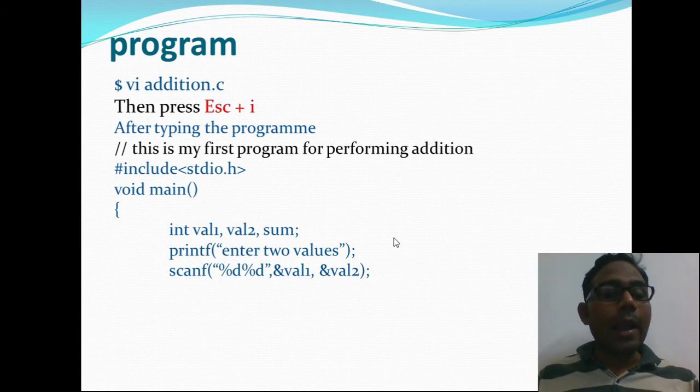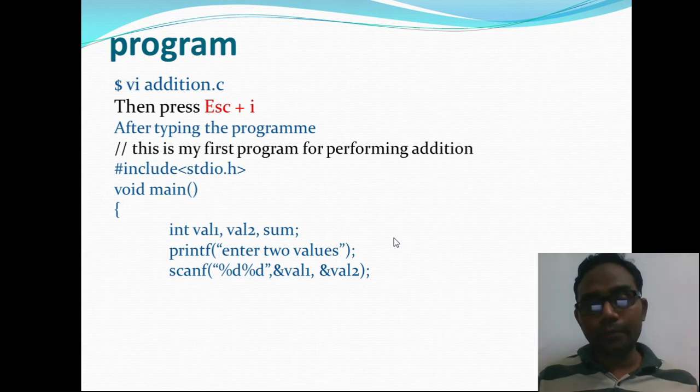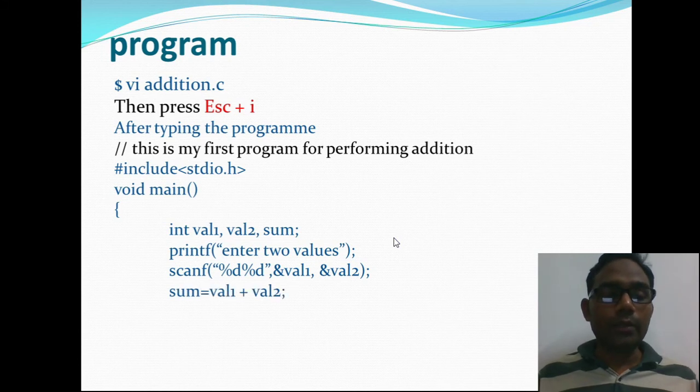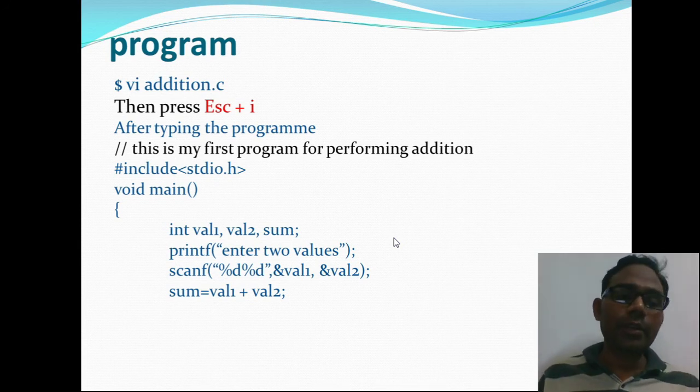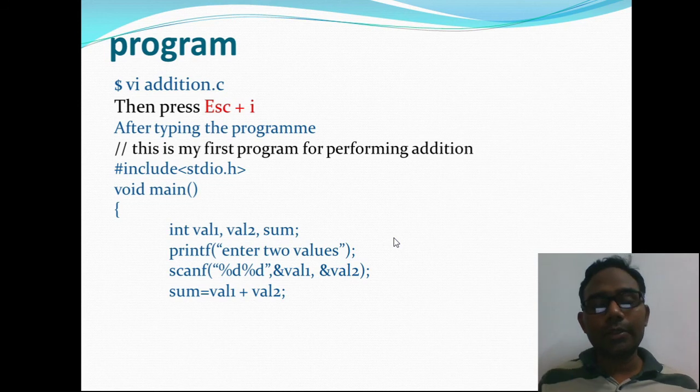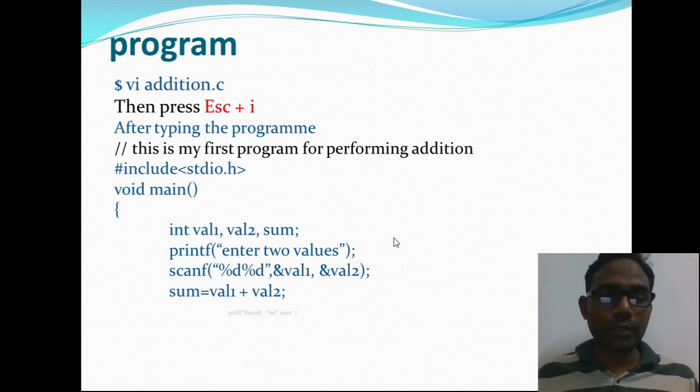Then comma, ampersand value 1, address of value 1. At the address, go and store the value which is provided by the user. First value in value 1, second value in value 2. Then sum is equal to value 1 plus value 2. You are going to perform the addition of value 1 and value 2 and store it in sum. From right to left, the instruction is going to get executed.